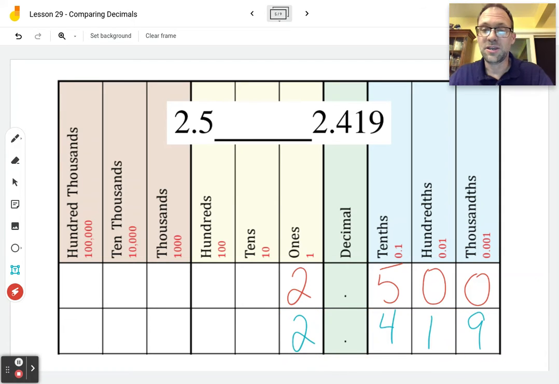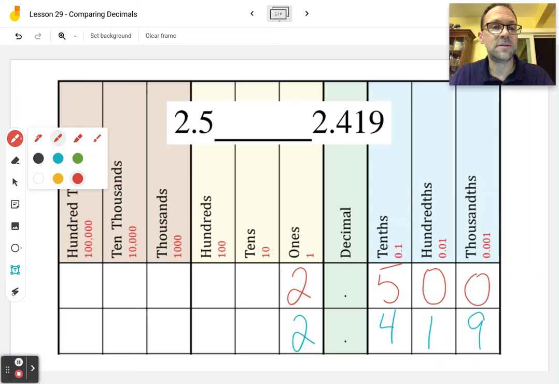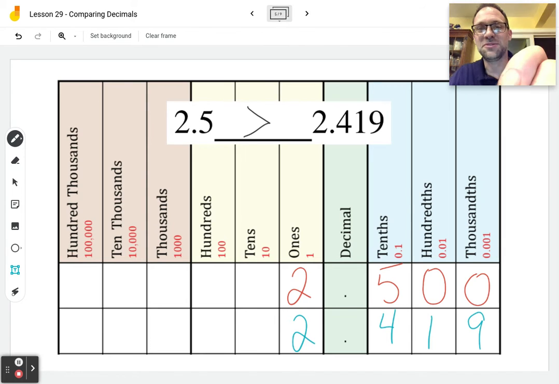We can also say 2 and 5/10 is greater than 2 and 419 thousandths. Those are both true statements. Let's use our pen to make this number sentence true. 2 and 5/10 is greater than 2 and 419 thousandths.